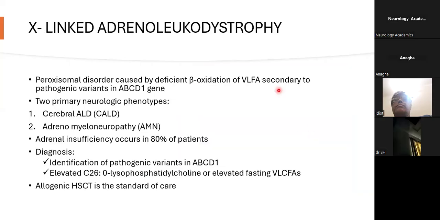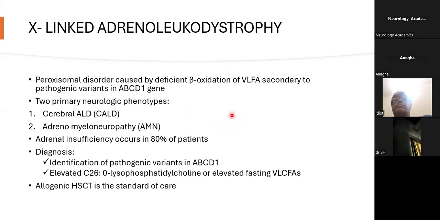The next disease for which the FDA has approved gene therapy is X-linked adrenoleukodystrophy. This is a peroxisomal disorder caused by deficient beta oxidation of very long-chain fatty acids secondary to pathogenic variants in the ABCD1 gene. There are basically 2 primary neurologic phenotypes. First is cerebral adrenoleukodystrophy. This results in a rapidly progressive childhood-onset severe demyelination with early behavioral changes and progressive loss of communication, spastic quadriparesis, blindness, deafness, and ultimately death within 2 to 5 years of onset.